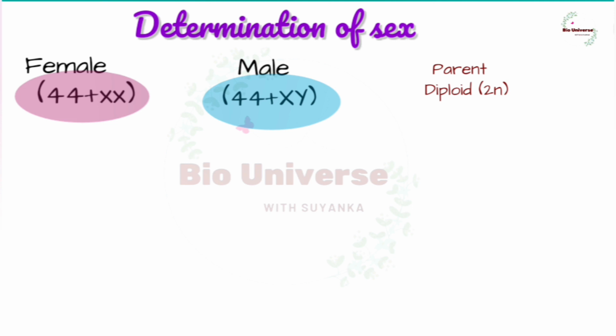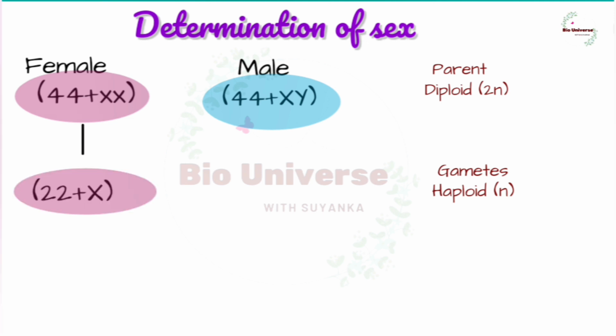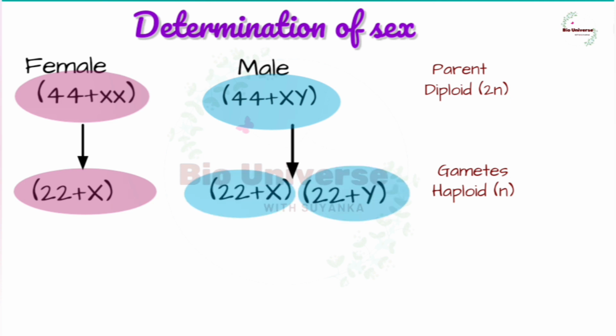During gamete formation, the normal diploid chromosome number is halved. This is called the haploid condition. All the eggs of a female have 22 plus X chromosomes. A male produces 2 types of sperms. One type bears the 22 plus X composition and the other 22 plus Y.